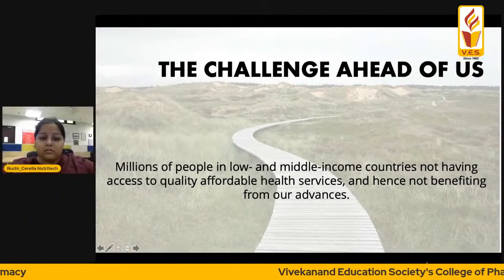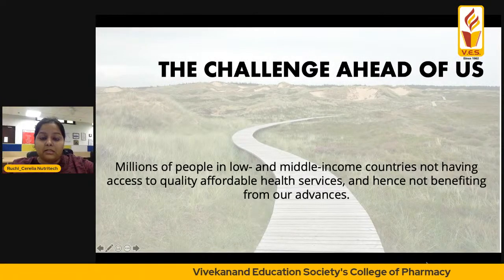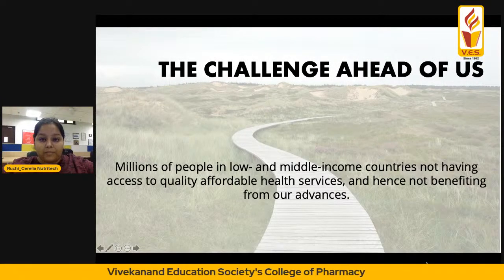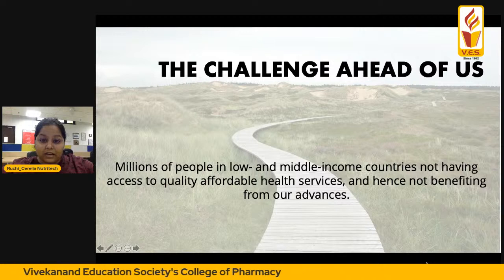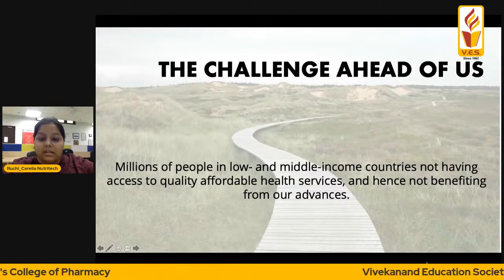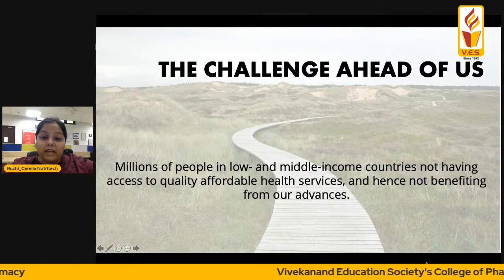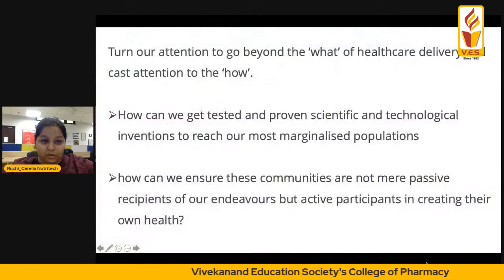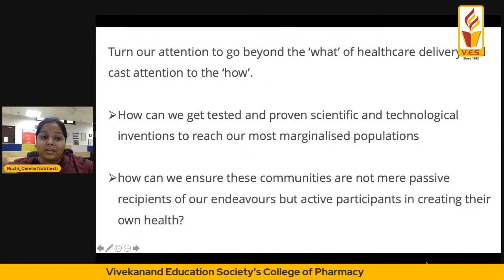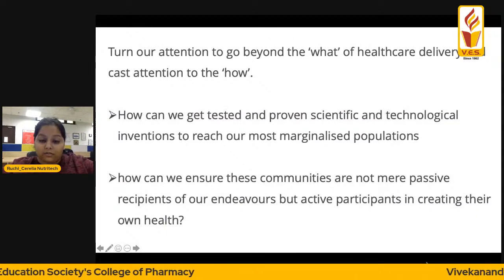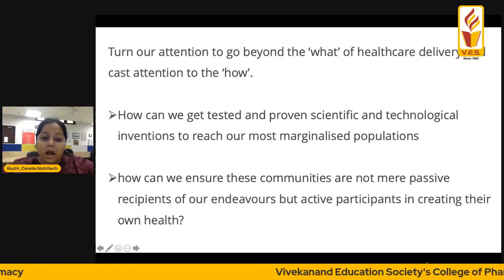And therefore, whatever advancements are happening, it's not really benefiting them. So this is a major challenge ahead of us that we as healthcare professionals, we as researchers, we as pharmacists have in hand, have ahead of us, and we need to solve. Now, generally, our attention is on what about the healthcare delivery, but barely do we think about how.